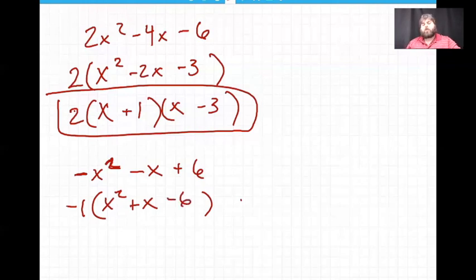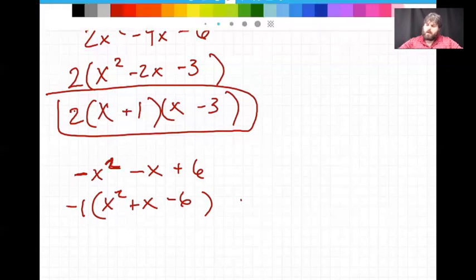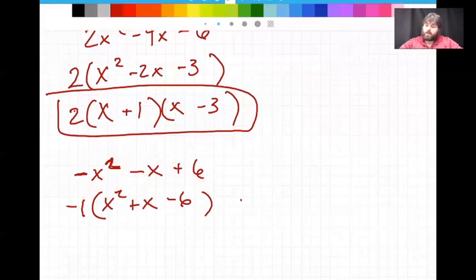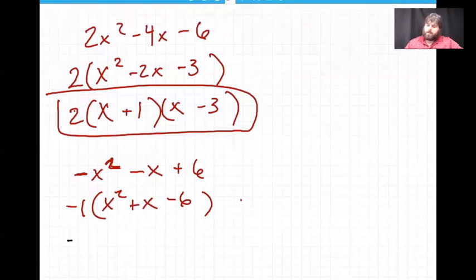Now take a second here to check. If you distribute that -1 back in there, do you get the same thing you started with? I don't know, let's look at it. What's -1 times x squared? It's -x squared, which is what we have here, okay? -1 times x is -x. -1 times -6 is +6. So we really do get back to where we started, which tells us that we did it correctly, okay? All right, so remember, don't ever stop there.